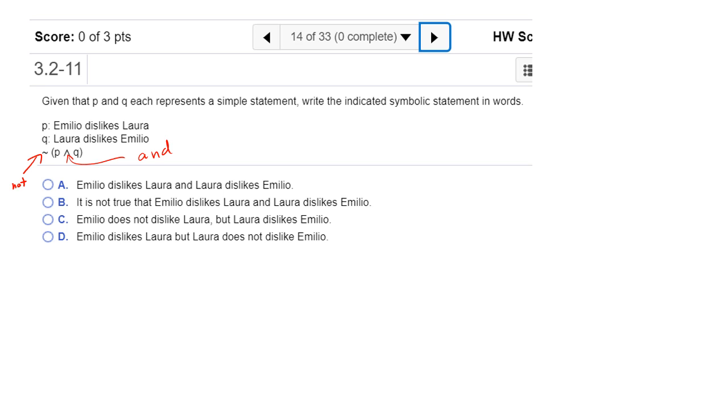In the first statement, it says Emilio dislikes Laura and Laura dislikes Emilio. Well, the symbolism for that would simply be P and Q. That is not the negation, so it cannot be answer choice A. Then I have it is not true, so that is a negation, that Emilio dislikes Laura, that's statement P, and Laura dislikes Emilio, that's statement Q. So my answer choice is B.